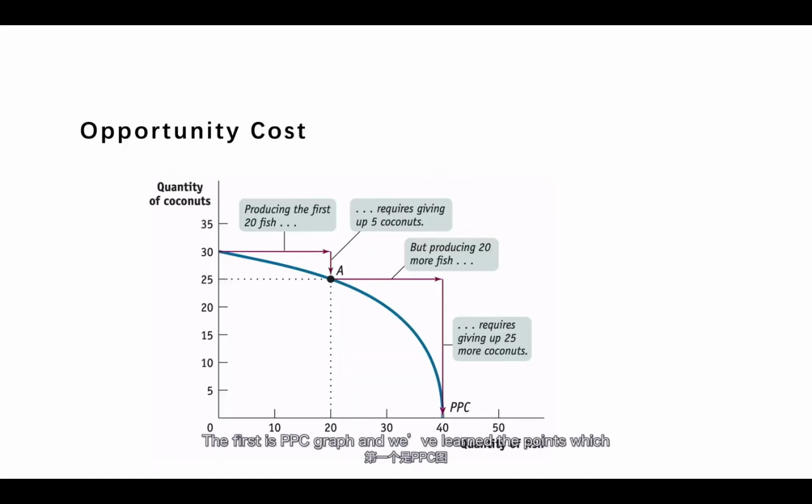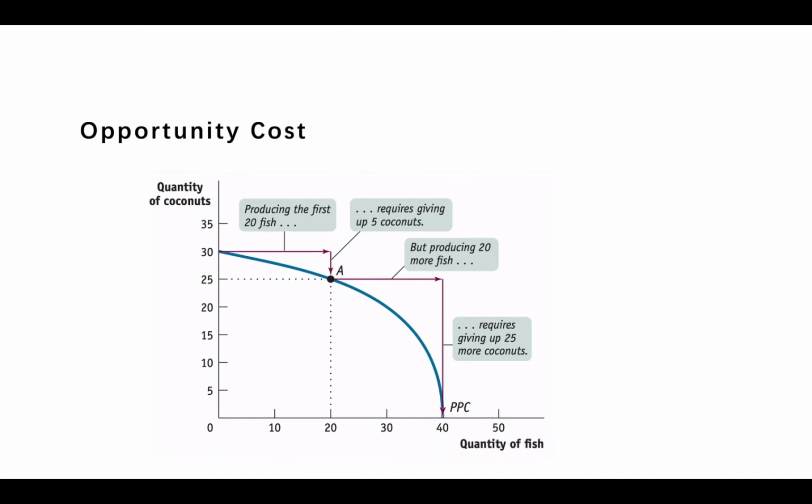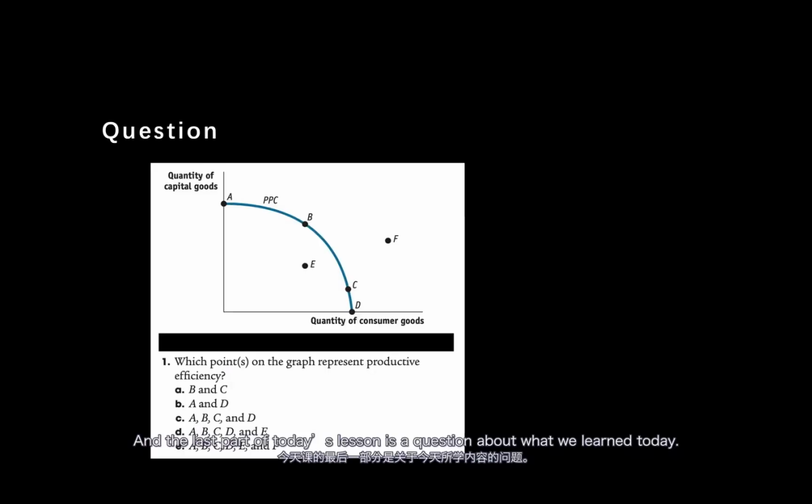And let's review what we've learned today. The first is the PPC graph, and we've learned that the points on the PPC line show productive efficiency. Then we've discussed opportunity cost and the graph of opportunity cost. And then the PPC growth graph, and there are two reasons that can cause PPC growth. One is an increase of resources, and next is the progress of technology. And the last part of today's lesson is a question about what we've learned today.